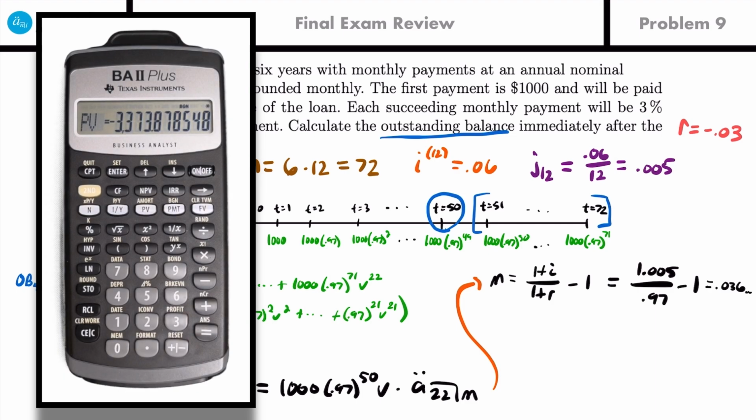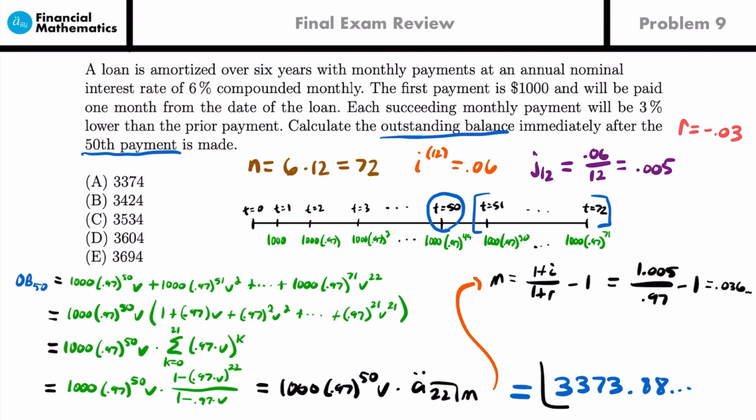And there it is. That right there is the outstanding balance at time 50, or the outstanding balance immediately after the 50th payment for this loan. Okay, so we have found that OB50 is equal to $3,373 and about 88 cents. All right, there are some more decimals there, but that's the final answer.